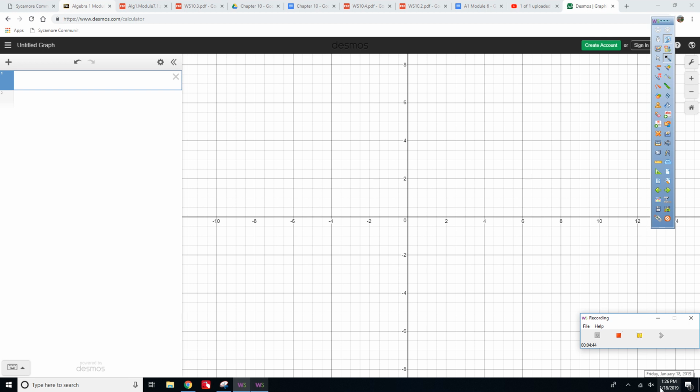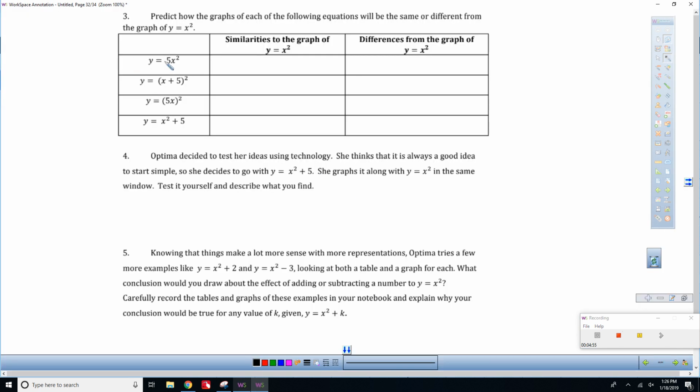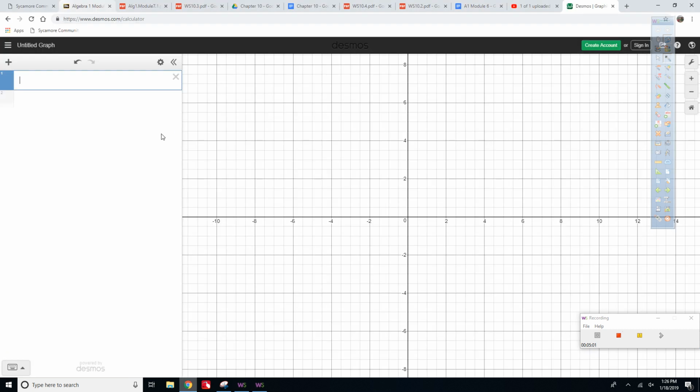All right, here we are in Desmos. Let's toggle back and forth between the worksheet. All right, so we need 5x squared, x plus 5 squared, 5x quantity squared, x squared plus 5. So let's start with this. That's our normal x squared graph, okay?